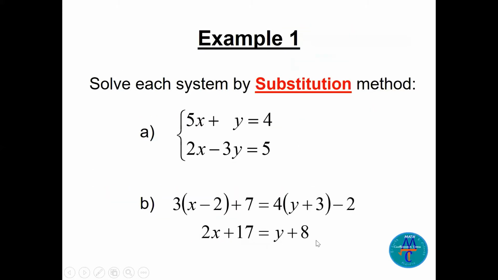Now you can try, if you like, for a minute. You can pause the video please and try B. Find the solution of this, and then when you are ready, you can go and check the solution.